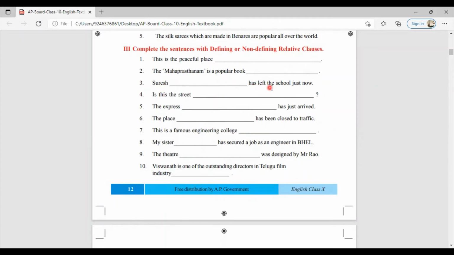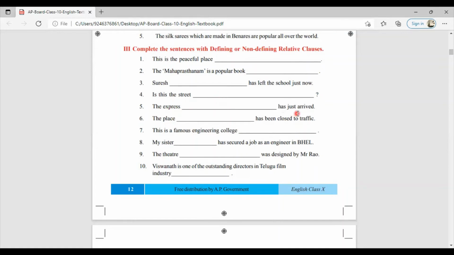Next, "Suresh, dash, has left the school just now." Suresh, who is my cousin or who is my brother, has left the school just now. "Is this the street dash?" Is this the street where meat is sold? Is this the street where coal is sold? Like that you can write anything. Meat is not M-E-E-T, it is M-E-A-T.